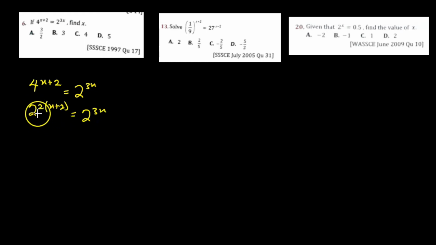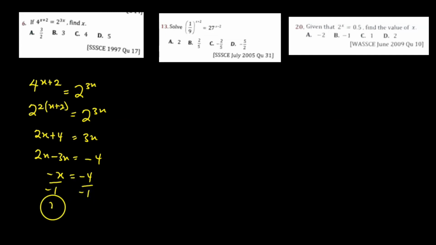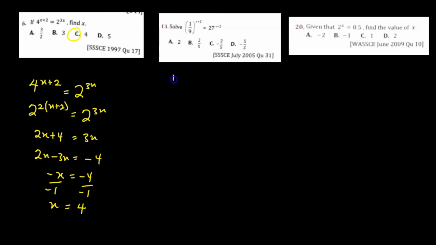So the bases are now the same, so we'll do away with the base and work with the powers, and that will give us 2x plus 4 equal to 3x. At this moment, making x the subject, we group terms. We have it as 2x minus 3x equal to negative 4. So that will give us negative x equal to negative 4. So dividing both sides by negative 1, then our value for x will be equal to positive 4, and that is possible answer C.